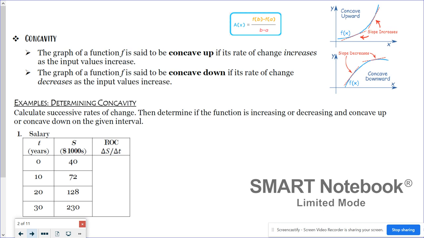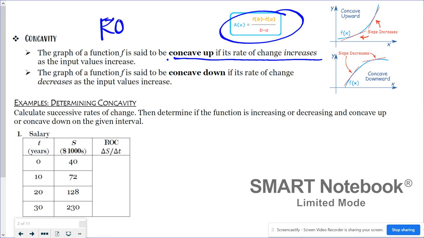The graph of a function is said to be concave up if its rate of change increases as the input values increase. You've calculated rate of change before. It's also known as slope. Originally, when we were introduced to rate of change, this was our formula: f(b) minus f(a) divided by b minus a. That is simply the function notation for rate of change. We can calculate rate of change just like slope by going y2 minus y1 divided by x2 minus x1. Both of those formulas say exactly the same thing.